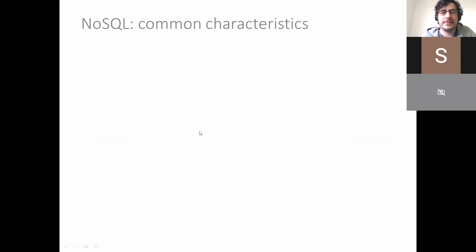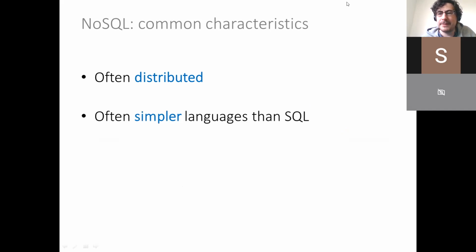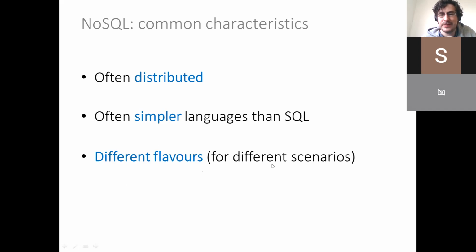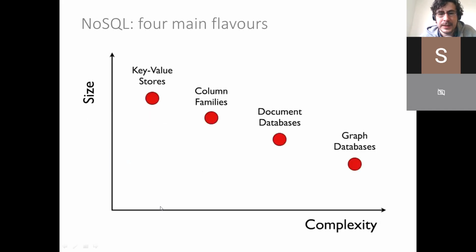But some common characteristics of NoSQL systems: they are often distributed to deal with large-scale data. They often support simpler languages than SQL, so much more low level. For example, they might not allow for doing aggregations, or they might not allow joins, and so forth. There are different flavors for different scenarios. Unlike relational database management systems that tend to be more or less the same, where whatever you do in MariaDB or MySQL, you could also do in Postgres and vice versa, more or less, this is not the case for NoSQL. Each of the different flavors of NoSQL is targeting a different type of application.